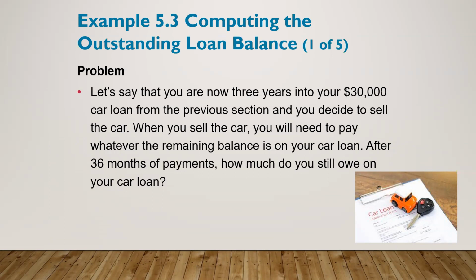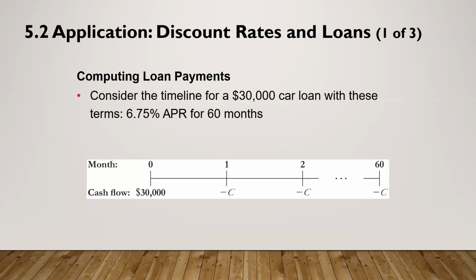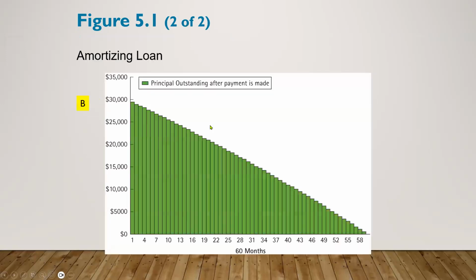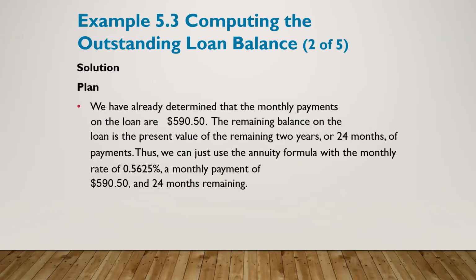Remember, in the previous section, it was 60 months. Let's go back to make sure. Yep, 60 months. Okay. So how much do you owe? You made 36 payments. So that means you have 24 payments left, which is what, 2 years?